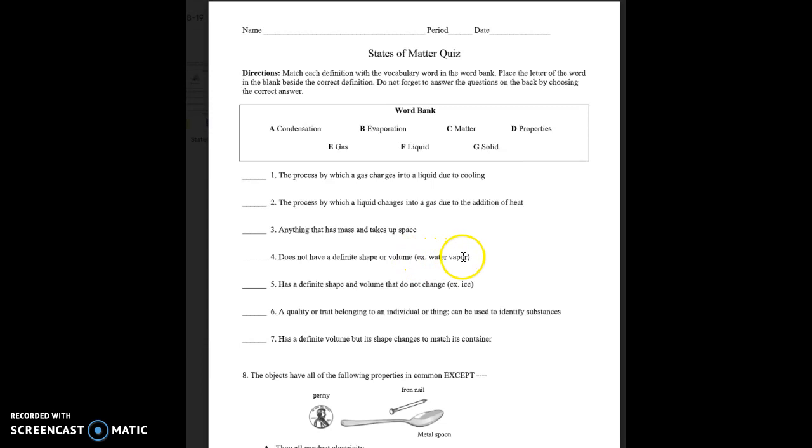Example, water vapor. Number 5. Has a definite shape and volume that do not change. Example, ice. Number 6. A quality or trait belonging to an individual or thing that can be used to identify substances. Number 7. Has a definite volume, but its shape changes to match its container.